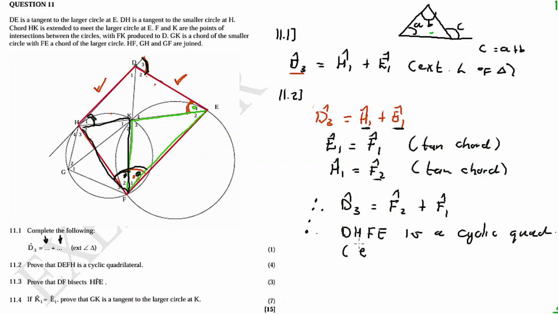The exterior angle of a cyclic quad. Okay, we have a cyclic quadrilateral in 11.2. Next question, 11.3.